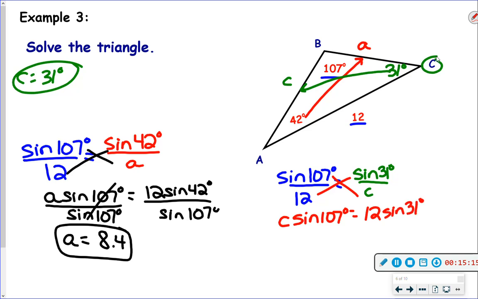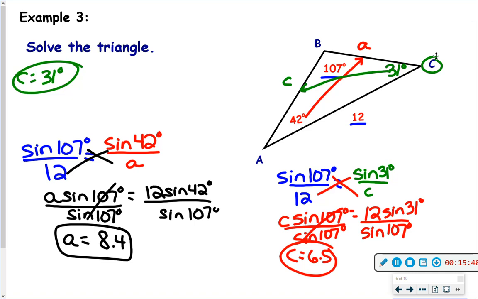And the same spiel. To get C alone, you're going to divide off your sine of 107. Which I don't care if you write that or just do it in your calculator is fine too. Personally, I don't know if I'd write it. You guys are so good at solving equations, I don't worry about that part of it. And for C, you got 6.5. Winning.